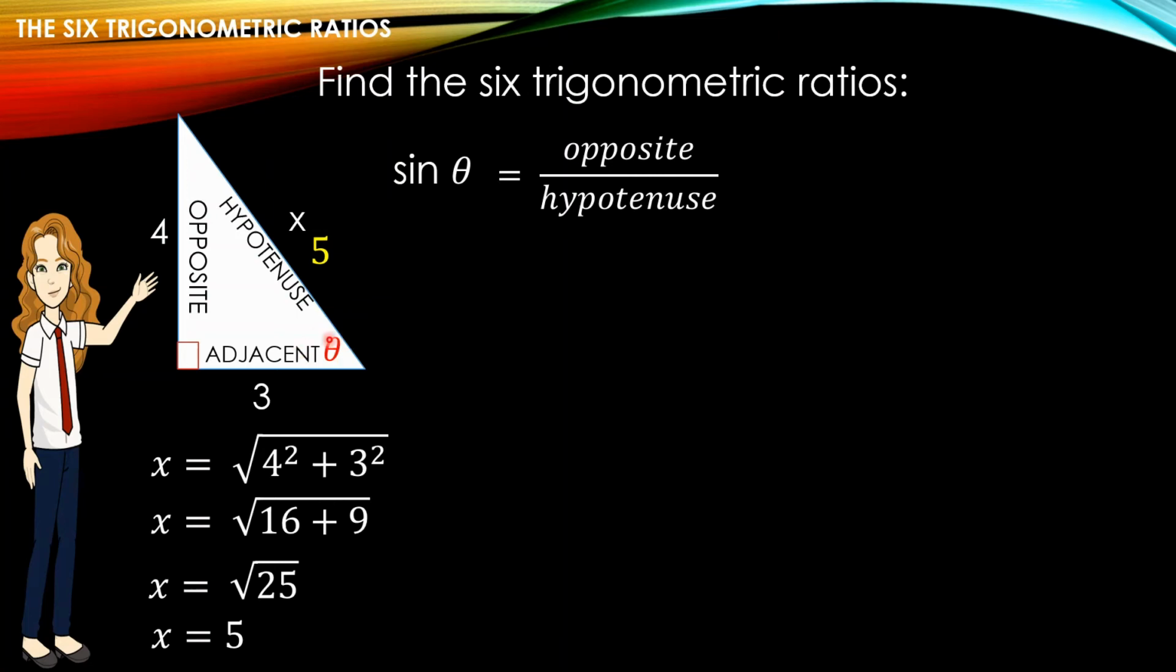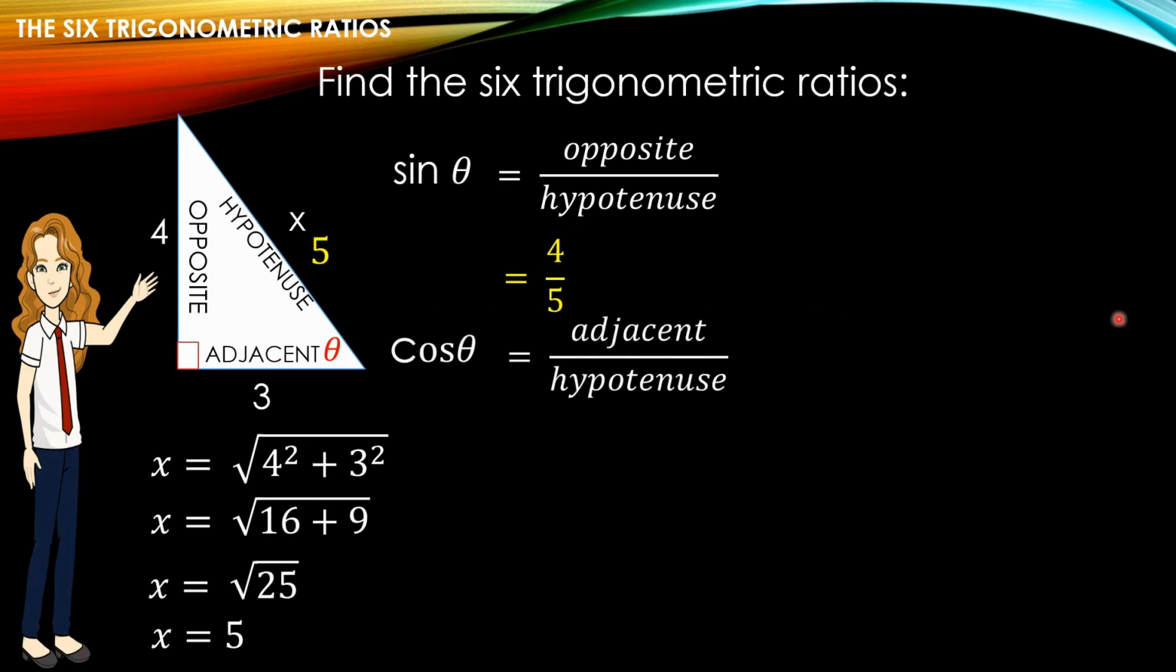So opposite is equal to 4 and hypotenuse is 5. So sine theta is 4 over 5. Cosine theta is equal to adjacent over the hypotenuse. So that's why we have 3 over 5.